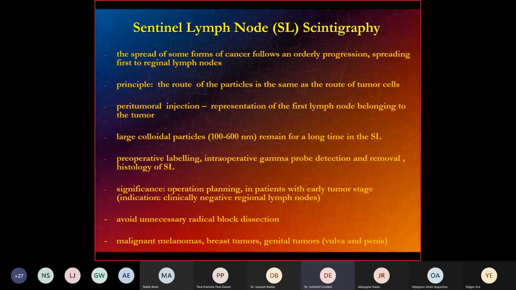For sentinel lymph node scintigraphy, we use larger colloidal particles. The particle size is between 100 and 600 nanometers. These large particles remain for a long time in the sentinel lymph node, so they are detectable even 24 hours after the injection. The sentinel lymph node will be preoperatively labeled, and during the operation, with the help of an intraoperative detector, the so-called gamma probe, removed.